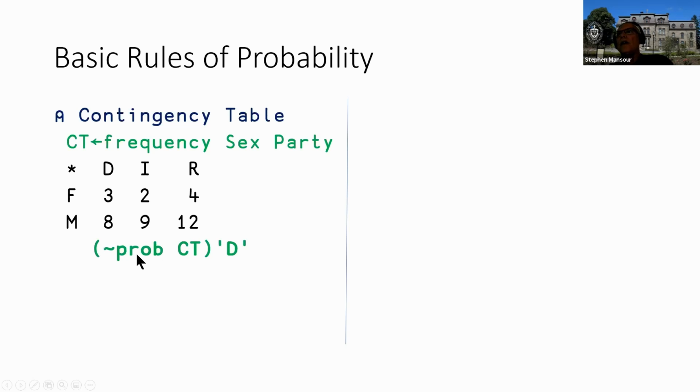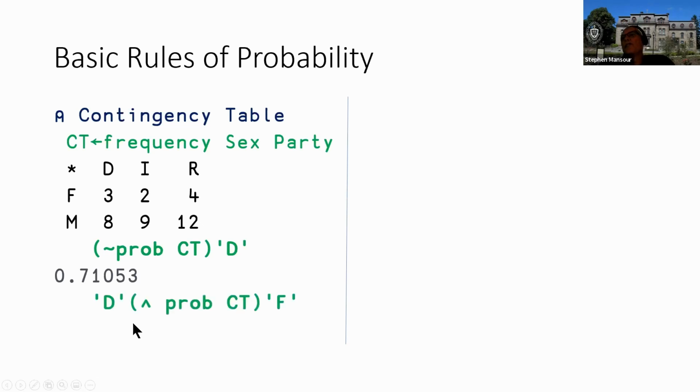So I say prob CT, and this is not, so this is a monadic form. I can say, what's the probability that a random student is not a Democrat? We would simply get the total and then find out the probability that a student is not a Democrat. That would be about 71%, because 11 out of, I think, a total of 38 would be Democrats, so 1 minus that would be 0.71.